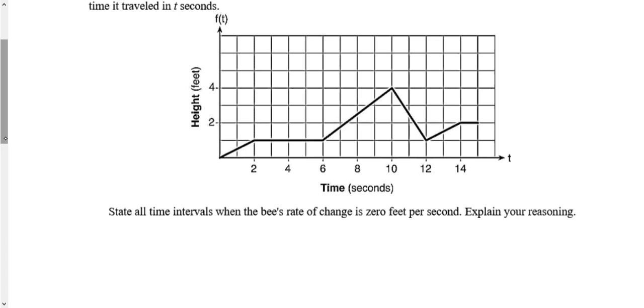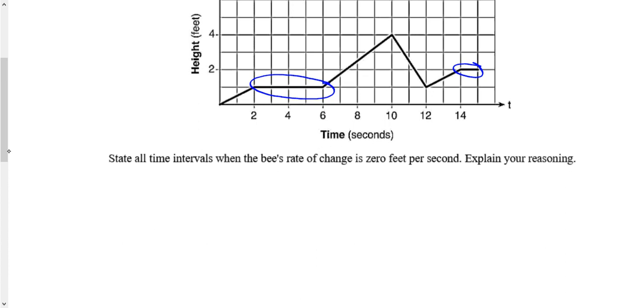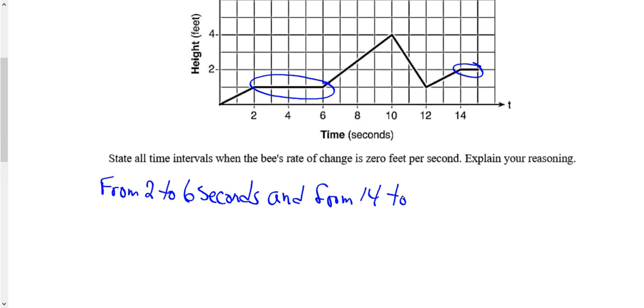Specifically, give me the number of times that it doesn't change. 2 to 6, and how about right there and right there, right? So the answer to this, we could do even without the mathematical notation. From what to what? From 2 to 6 seconds. And from what to what? From 14 to 15 seconds. This one's not that hard, right?